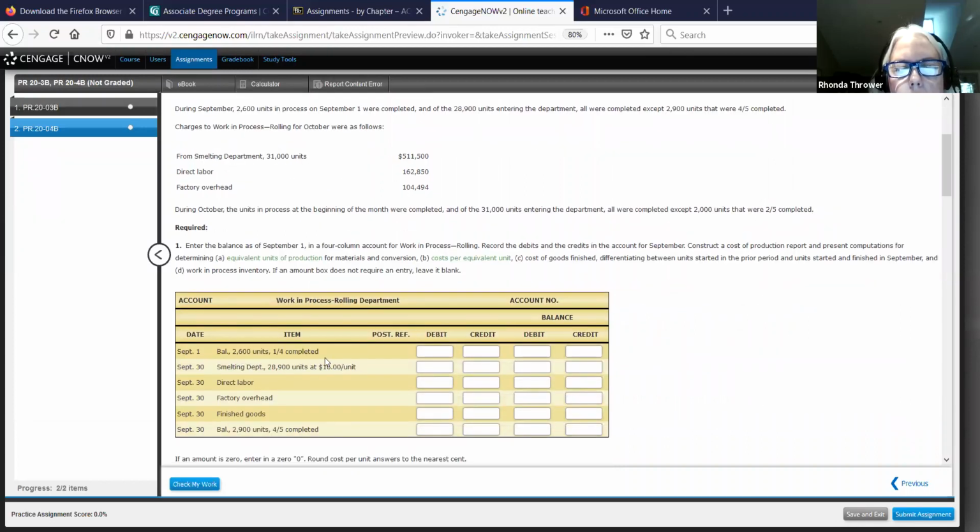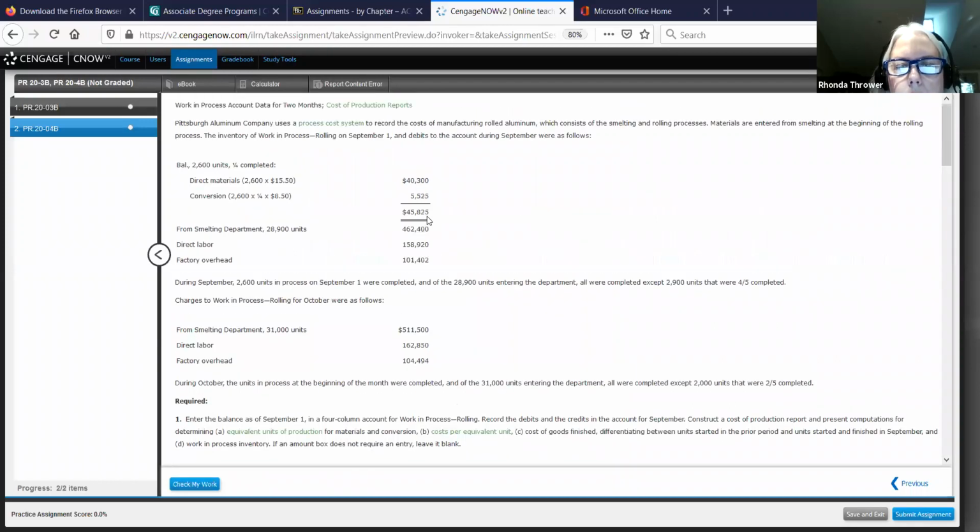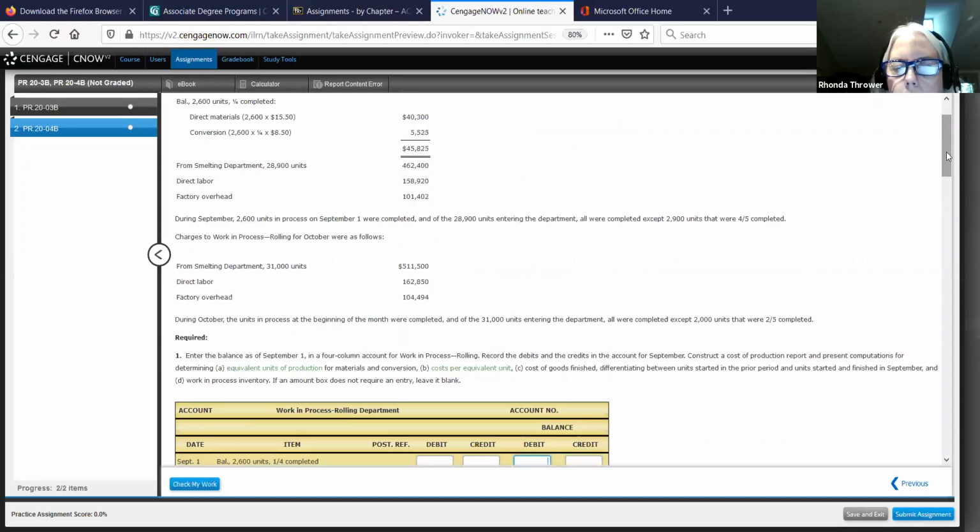These are the number of units. This is telling you how much was completed last period, and we're just bringing this forward. Because work in process is an asset account, it will have a debit balance. So we just want to go to the balance column, the debit column, and we're going to enter in $45,825.